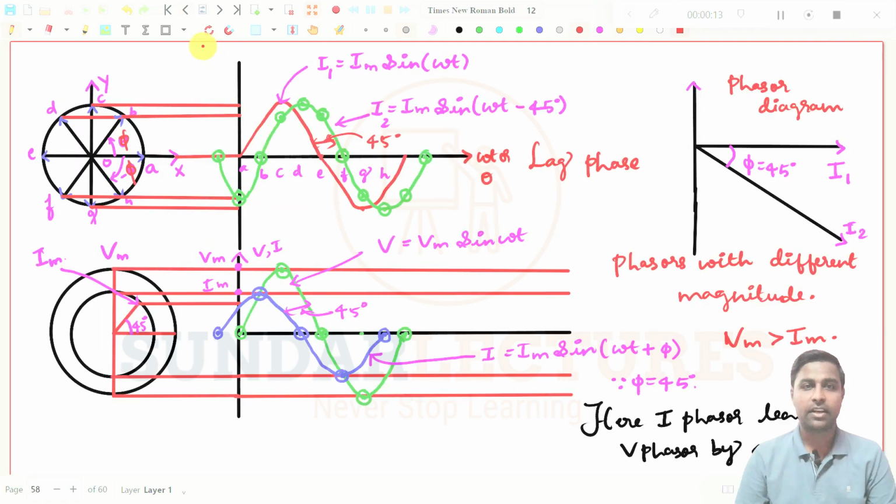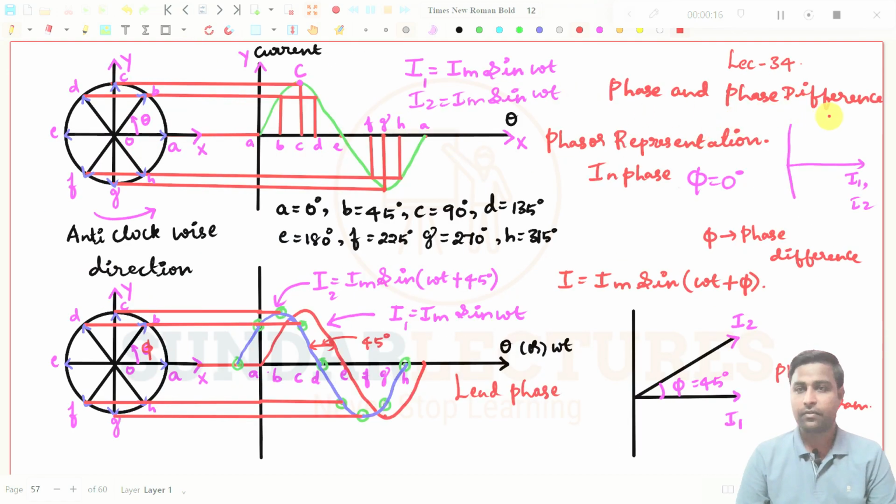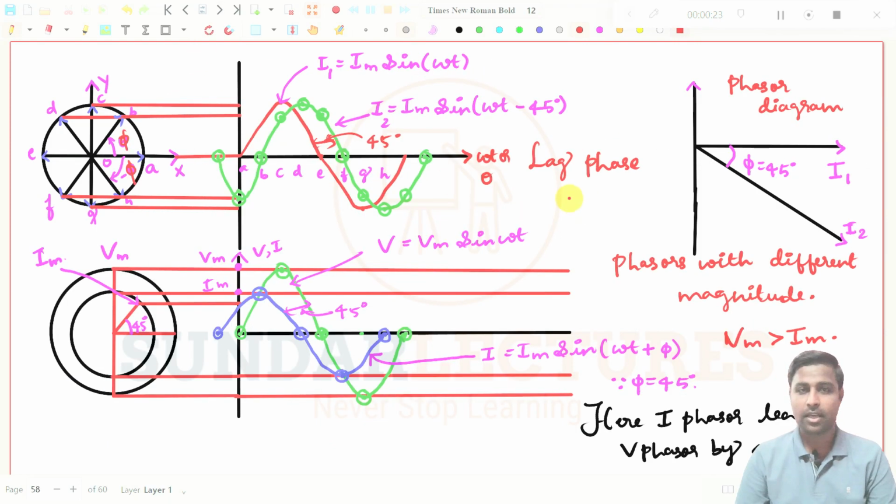We have taken phase and phase difference in the previous class. We have seen what is lead phase, what is in phase, and what is the lag phase, and we have seen another topic with a different magnitude. If two phasors have a different magnitude and different phase, we can also draw this diagram by using two circles. If it is a single circle, then the maximum value of the two phasors will be the same, but with a different phase angle. That we have seen in the previous class.